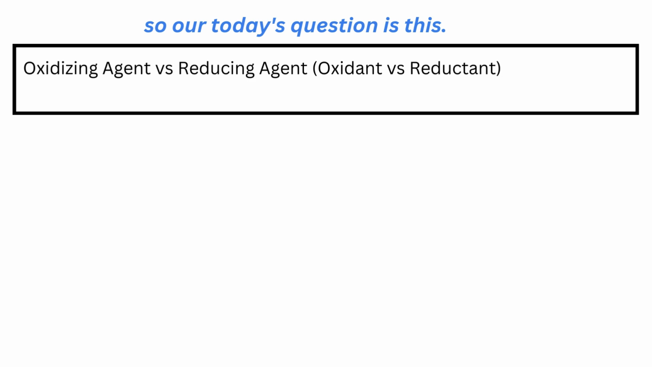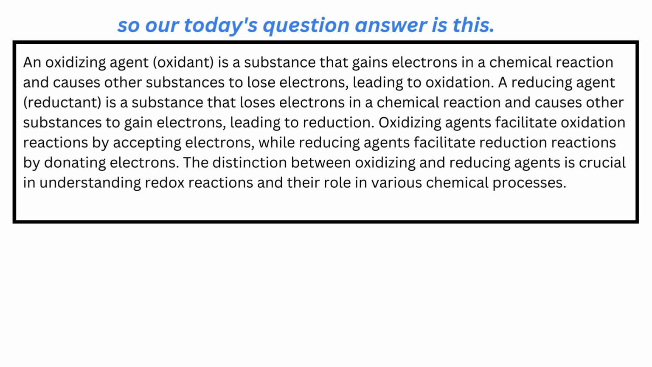Oxidizing agent versus reducing agent, oxidant versus reductant, and the correct answer is: an oxidizing agent, or oxidant, is a substance that gains electrons in a chemical reaction and causes other substances to lose electrons, leading to oxidation. A reducing agent, or reductant, is a substance that loses electrons in a chemical reaction and causes other substances to gain electrons, leading to reduction.